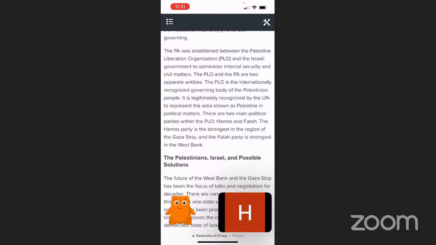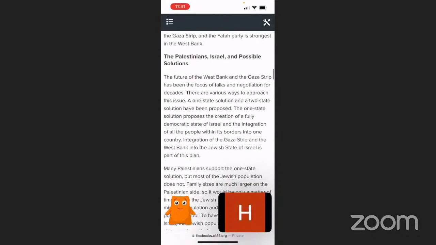There are two main political parties within the PLO, Hamas and Fatah. The Hamas party is the strongest in the region of the Gaza Strip, and the Fatah party is the strongest in the West Bank. The Palestinian-Israeli conflict and possible solutions.